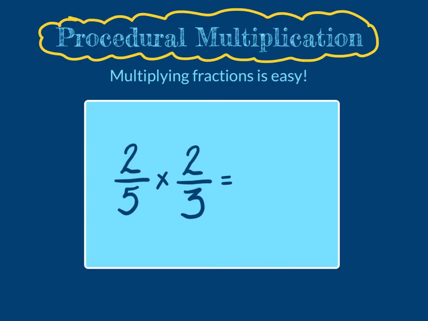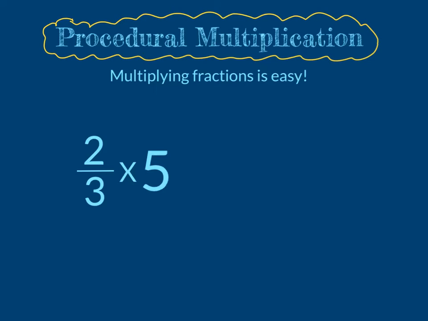So here's the cool thing. When we go to procedurally multiply fractions, it's actually a lot easier than adding and subtracting fractions because we don't have to change those denominators to make them the same. We just multiply straight across. So numerators multiply by numerators, 2 times 2 equals 4. And then denominator multiplied by denominator, 5 times 3 equals 15. And there you have it. Our answer is 4/15. Multiplying fractions by fractions is really quite simple.